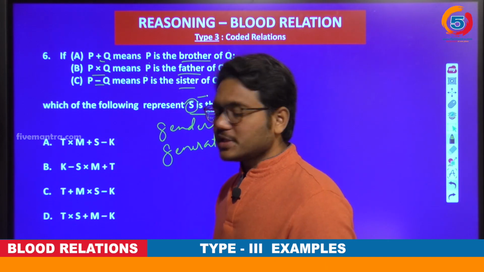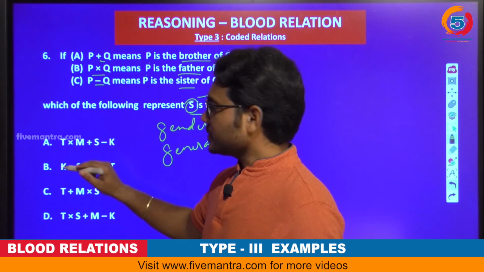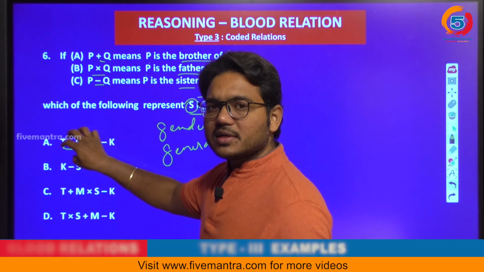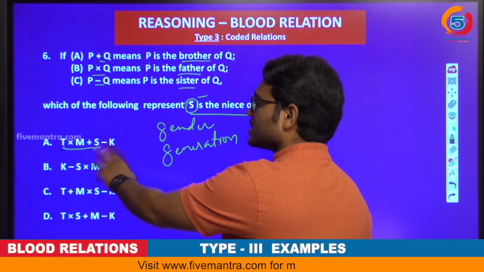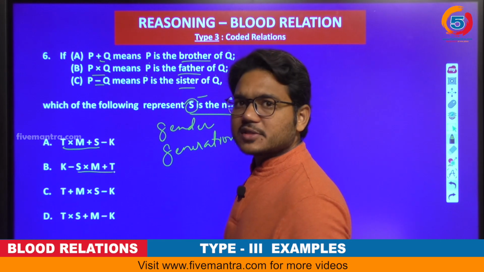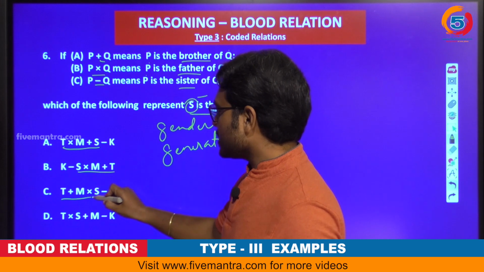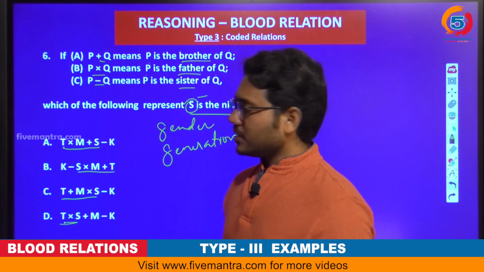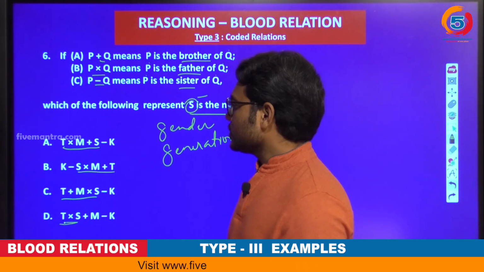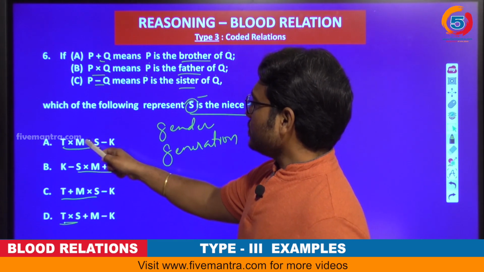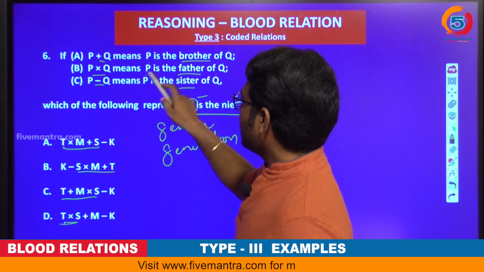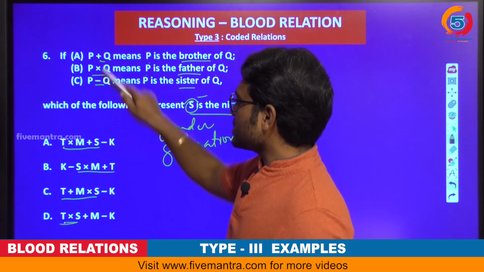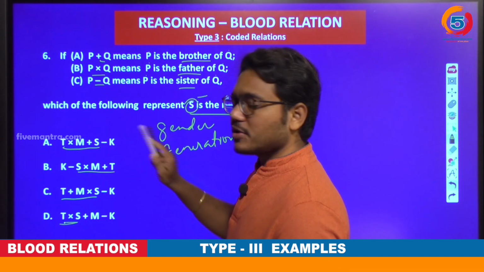Suppose you see option A, we need not solve the whole thing. To find the relation between S and T, it is sufficient to solve only this part. Next, in this option only this part is sufficient, and here also only this part is sufficient. Try to check the gender first among the parts we have selected. Identify the gender of S here. How is S related to M? Suppose M plus, what does it indicate? Plus indicates brother, so M is the brother of S.